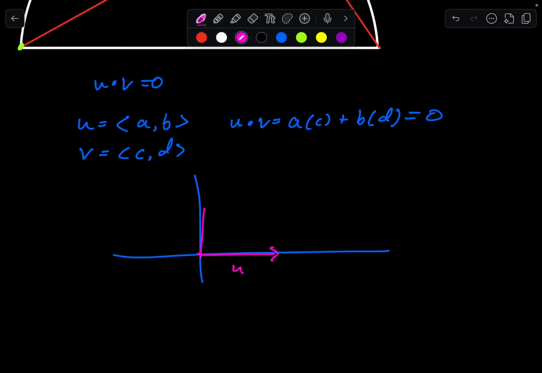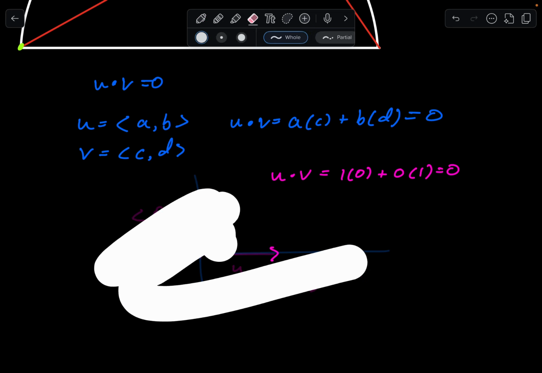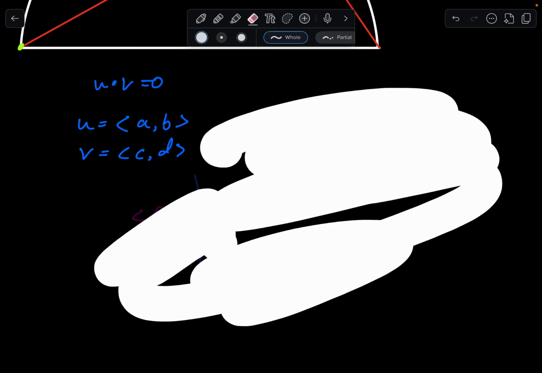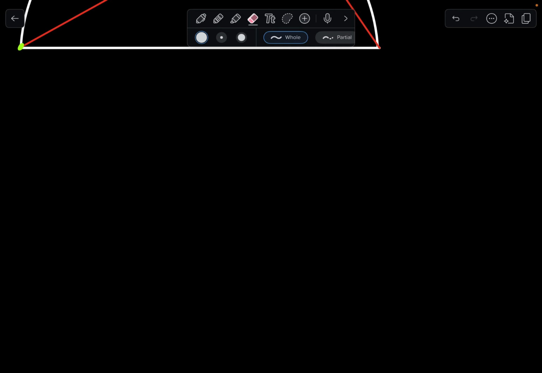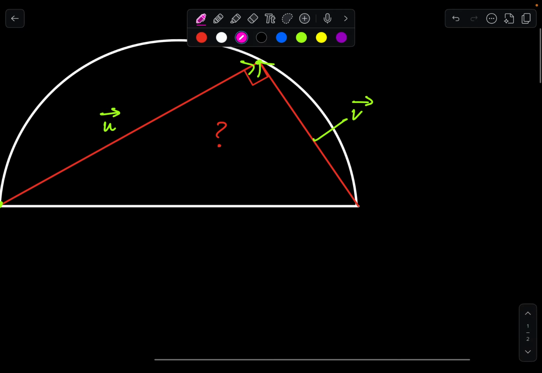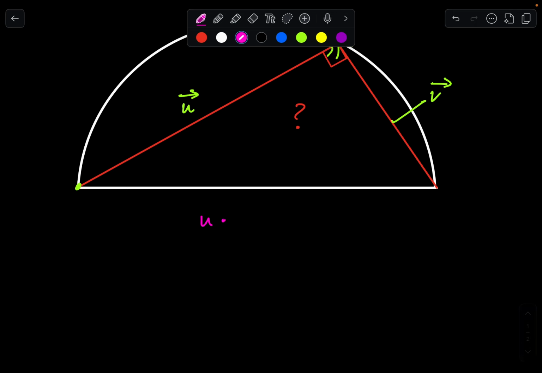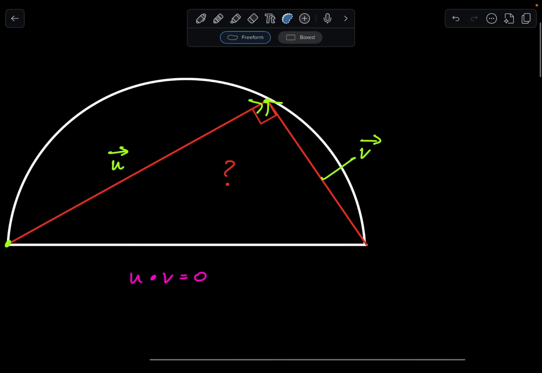Let's say this is u, and let's say this is v. We're going to define u to be 1, comma 0, and v is going to be 0, comma 1. If we take u dot product v, we're going to get 1 times 0 plus 0 times 1, and that's 0. And indeed, that's true because there's a 90-degree angle between these vectors. So this property holds true for all vectors, even in higher dimensional spaces like 3D or 4D. So with this new knowledge, we know that we're trying to effectively prove that u dot product v is equal to 0.